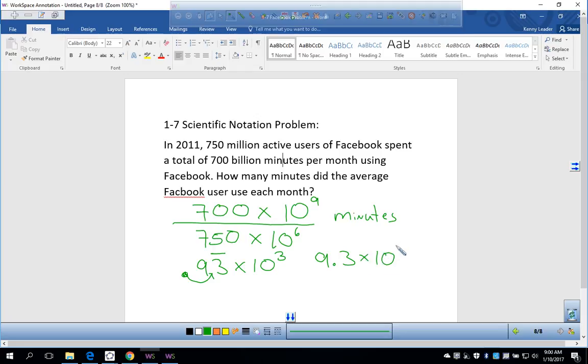what power? Second power. Which is 930, right? Is that right? 930? About. Or 933 really, because this is repeating. So about 933 for the average Facebook user. So the average Facebook user spends 933 minutes on Facebook.